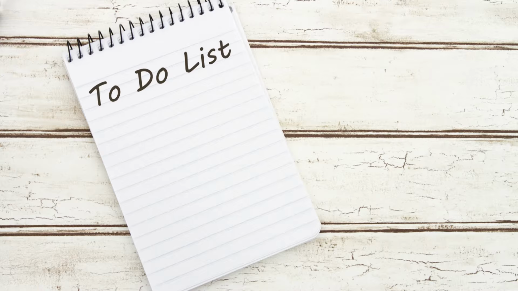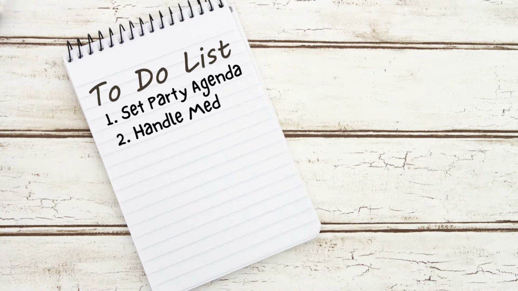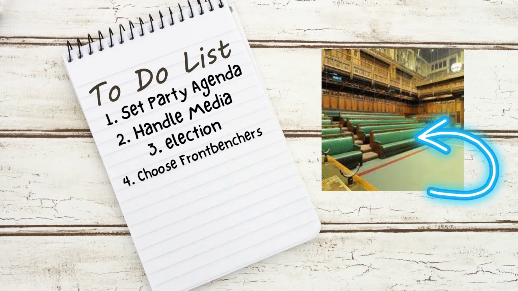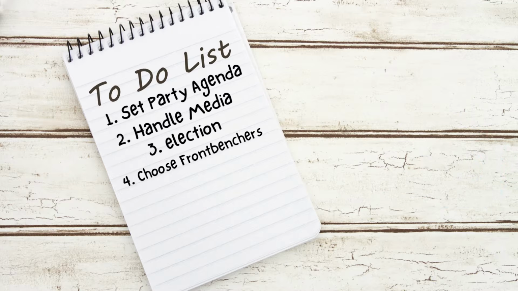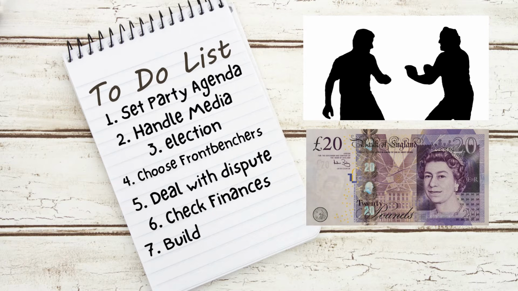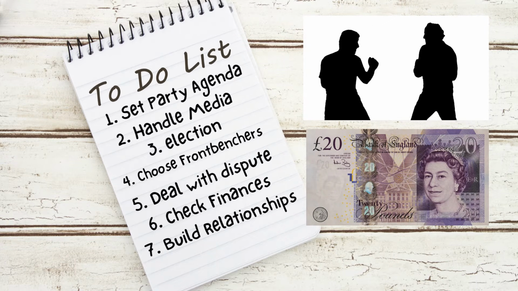Leaders of political parties are responsible for setting that party's agenda, representing the party in the media, leading the party into elections, appointing the party's front benchers, which is an MP that holds a senior position within that party, called so because they tend to sit in the front benches in the House of Commons. The leader also deals with internal party disputes, overseeing the party's finances and building relationships with other political parties.